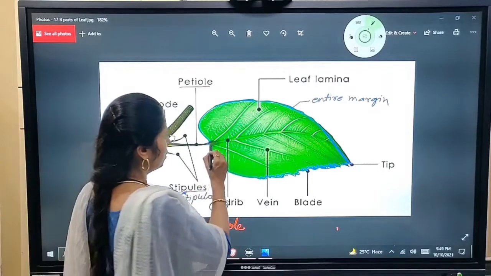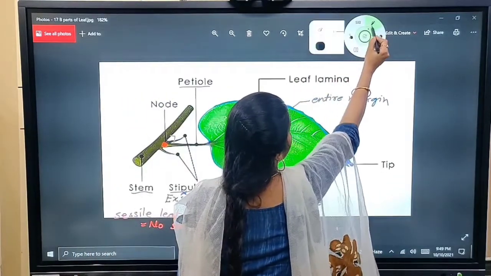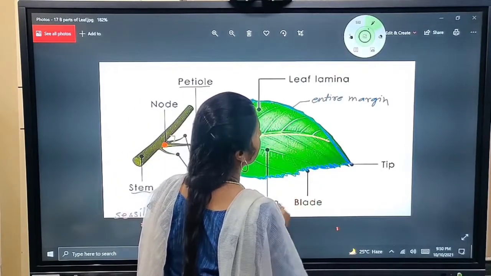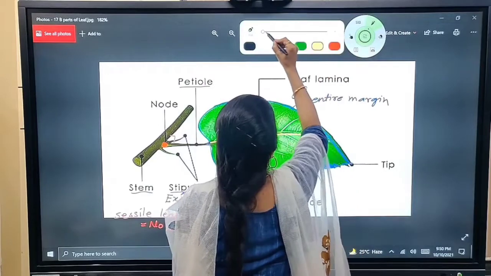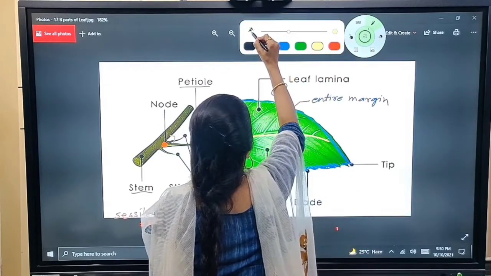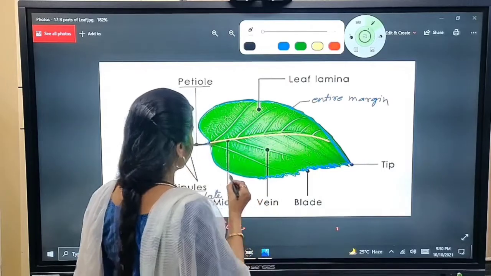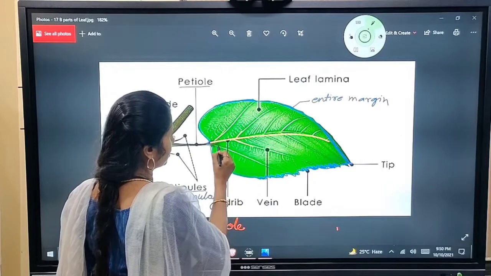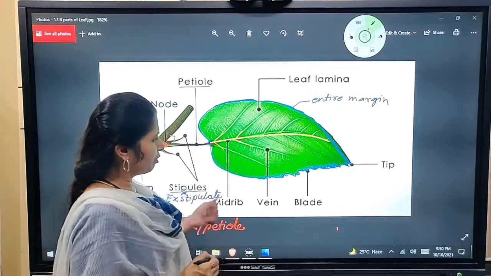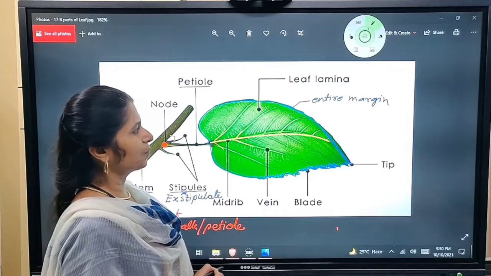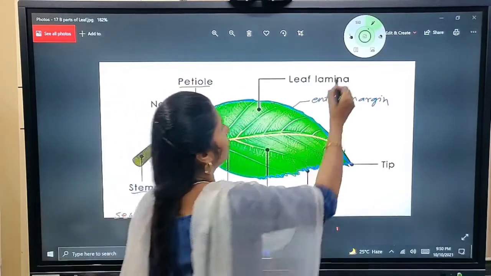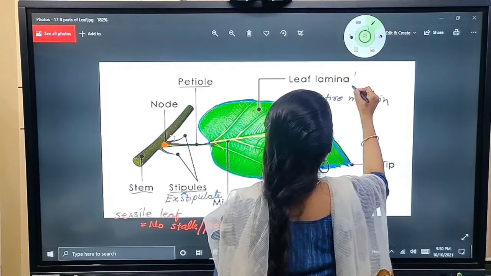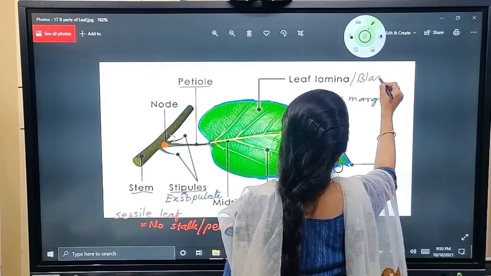Then this main part which is prominently running is the main vein, that is midrib. Main vein, that is midrib. And the midrib is having thin veins which are subveins. So ये midrib है, साइड के subveins हैं. And this total leaf blade, लीफ ब्लेड को और एक शब्द हम यूज करेंगे, लीफ लैमिना, और it is leaf blade.